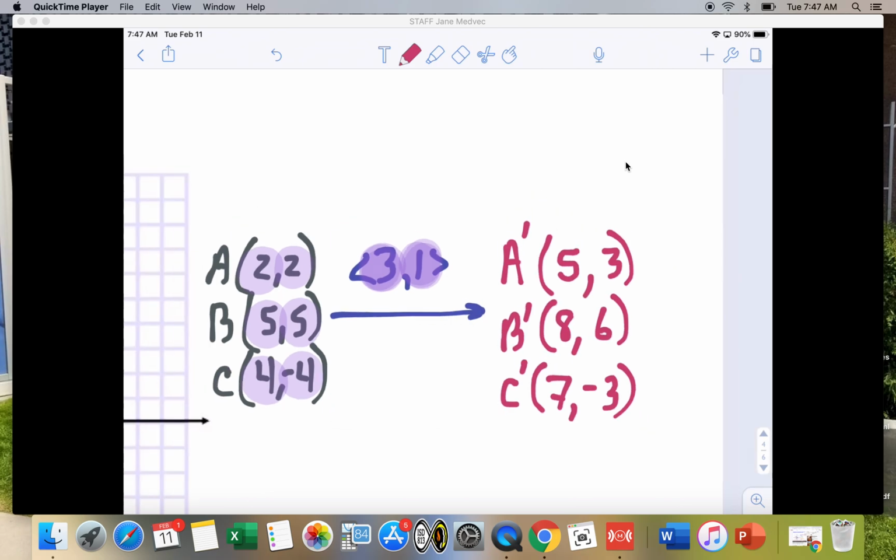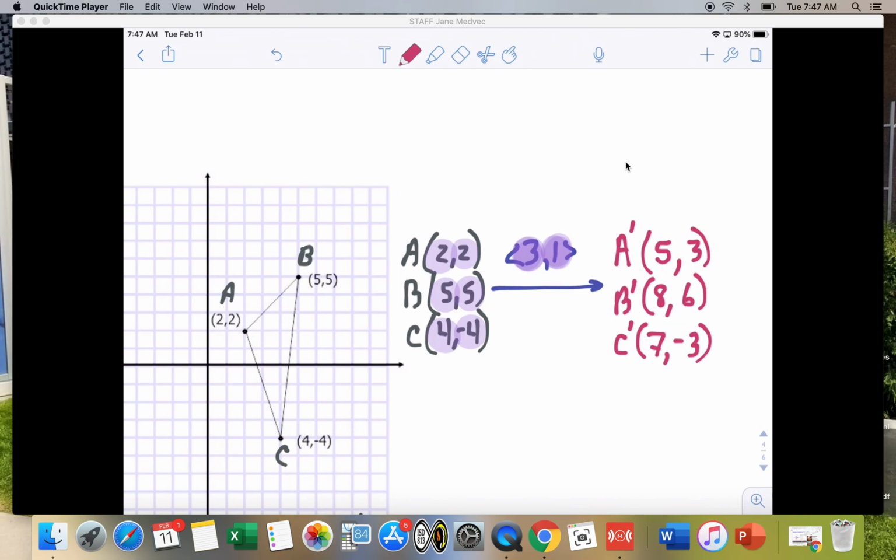Now what we're going to do is take those ordered pairs and graph them. So A prime is 5, 3. So 1, 2, 3, 4, 5, up 3. Here's A prime. B prime is 8, 6. So here's B prime. And then C prime is 7, -3, which is here. Label it C prime. And then I've got my new figure. Now you're going to notice that the shape that we started with and the shape that I have right now are the same size. It's the same shape, so it shouldn't have changed. If it does, you know you did something wrong.